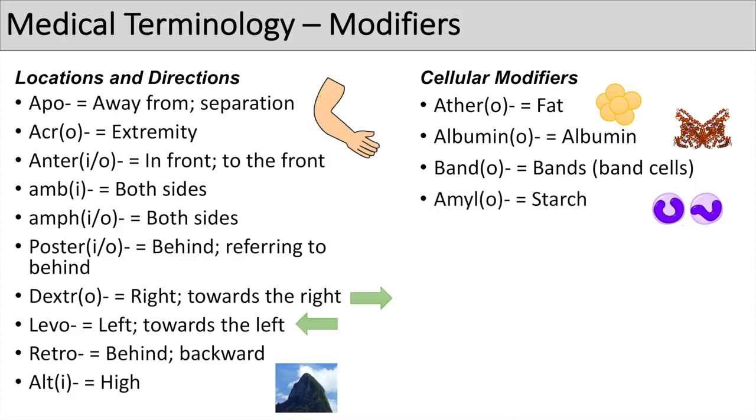Another prefix is amyl or amylo. This means starch. So you might have heard of amylose or the amylase enzyme. And the suffix coccus means round, so you might hear of certain bacteria or bacterial cocci. This just means that they're round-shaped bacteria.